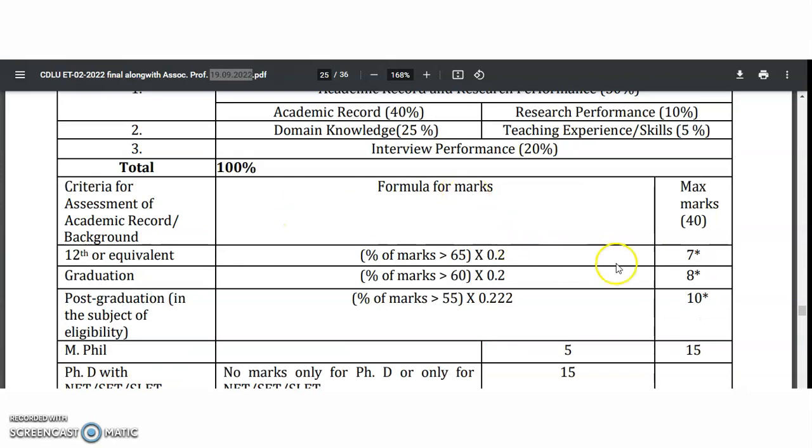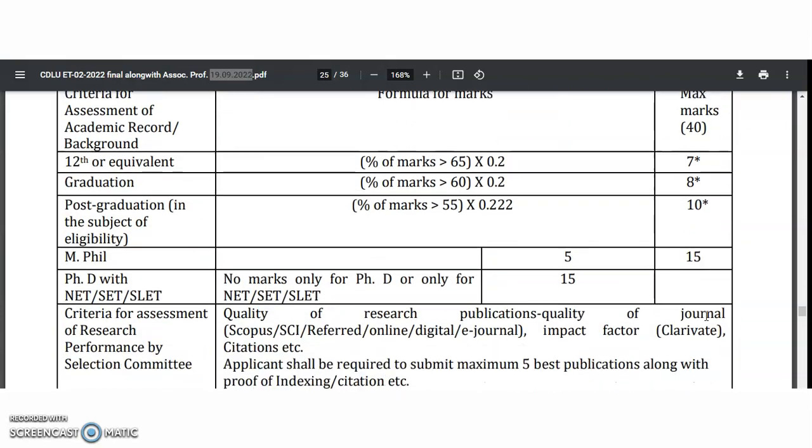Here, 12th or equivalent means a maximum of 7 marks, graduation means a maximum of 8 marks, post graduation a maximum of 10 marks. Whoever the candidates having an MPhil will get 5 marks. Coming to the PhD with NET or SET or SLET, they mentioned 15 marks. So what it means is that there are no marks only for PhD candidates, and no marks only for NET candidates. As per this university's rule, in the future there may be a chance of this rule being adopted by each and every university also.